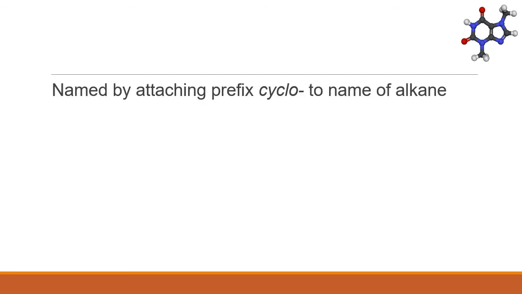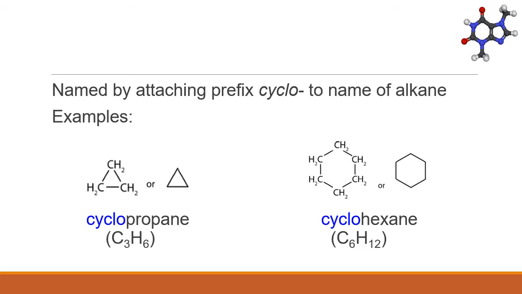Naming cycloalkanes is similar to naming alkanes. We simply attach the prefix cyclo to the name of the alkane. So for example, a 3-carbon ring is called cyclopropane, and a 6-carbon ring is called cyclohexane. Each corner in this ring represents a carbon atom, and the lines between them represent the bonds.